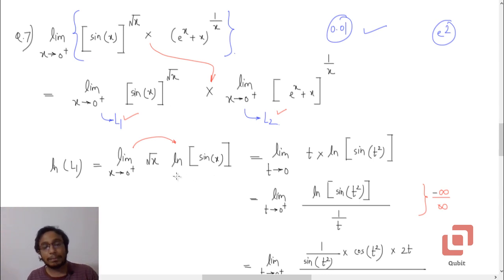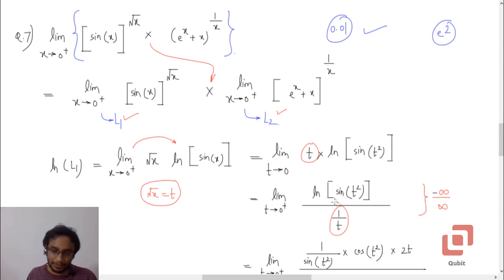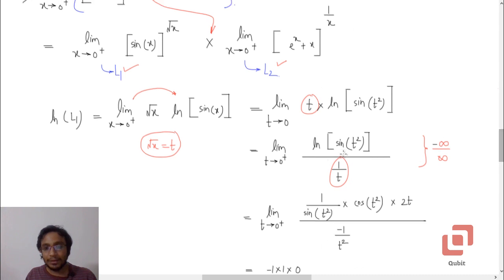Now, what I did is, instead of dealing with root x, I substituted root x as t. Better. If you do that, then the limit gets transformed to the limit as t tends to 0 of t into log of sine of t squared. Send this t to the denominator, so it will become 1 upon t. This is actually in the indeterminate form infinity by infinity. Apply the rule. The derivative of 1 upon t is negative 1 upon t squared.